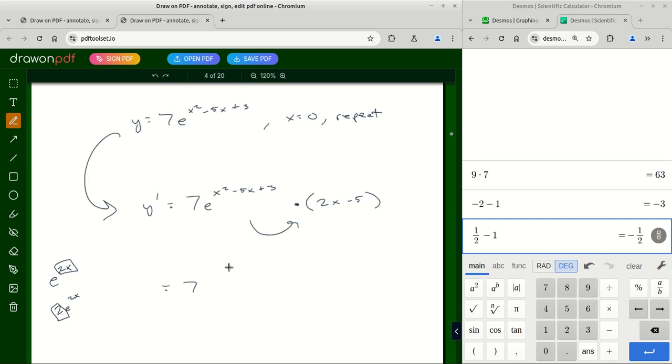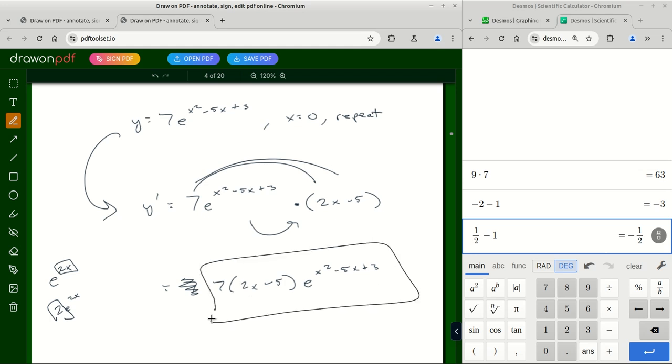So it's 7 times all that stuff. Because I went crazy on the side there, I want to do the 7 with both of these. I'm just going to put it in the front. Don't distribute. Okay, and then that's your derivative, so that's your slope, and then you plug in the numbers.